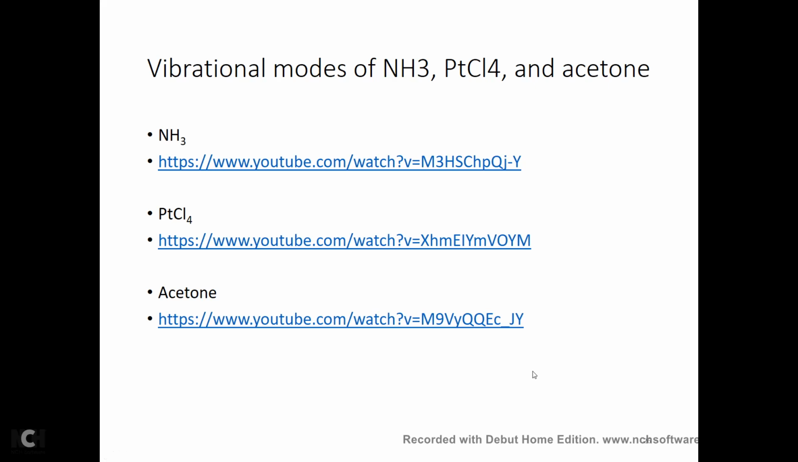Now let's watch 3 videos. One for ammonia, one for PtCl4, one for acetone. So the point group of ammonia is C3V. This has a D4H point group. Acetone is C2V. So I'll let you watch all 3 videos to get familiar with determining the vibrational modes.